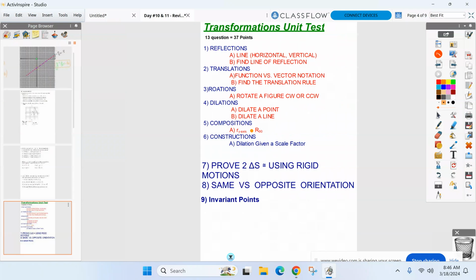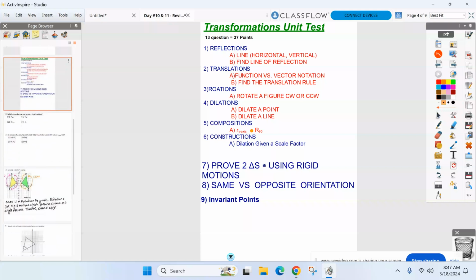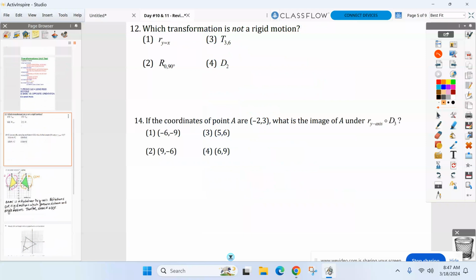Anything else up here? But I have a couple more problems in your packet to do. First, there are 39 questions here. All the answers are in the back of your packet. None are on Classroom. That's up to you what you want to do with those 39. You guys have already done a couple of them, but let's go to 12.